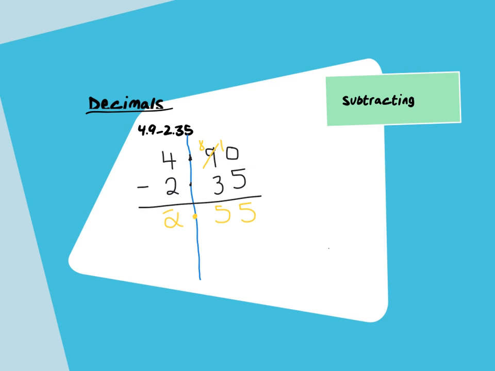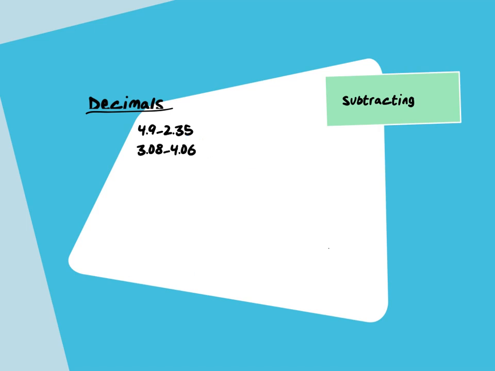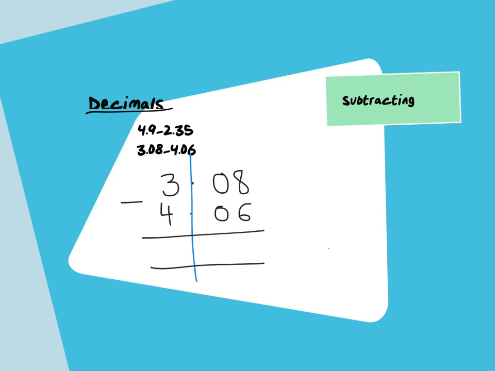Okay, so let's look at a second example. Okay, a little bit of a harder question. So we look at this one. So you've got 3.08 take away 4.06. So we've got 3.08. Let's make sure we align our decimal points. Take away 4.06. So we've got 8 take away 6 is 2. 0 take away 0 is 0. Put our decimal in. 3 take away 4. We've got a -1 value. Okay, it's all about this place value. Make sure everything is aligned.